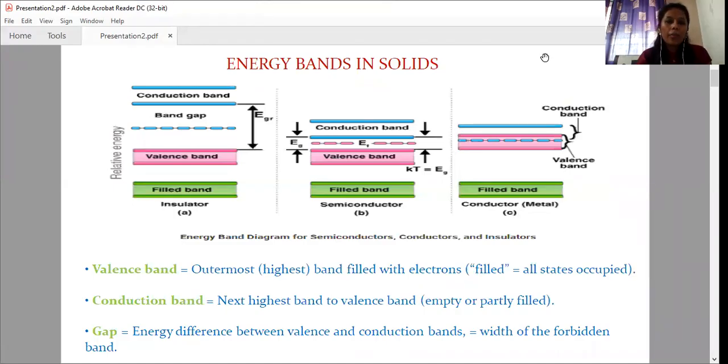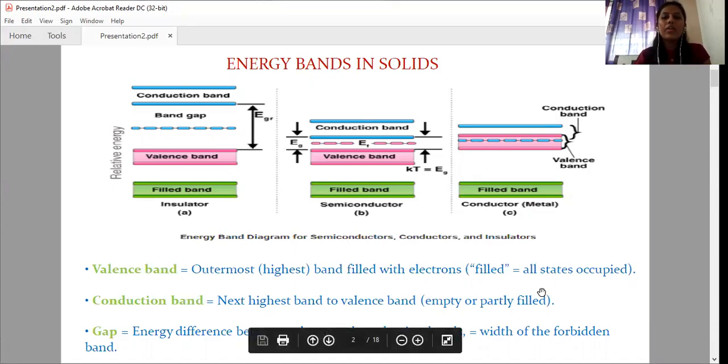Going further into that topic, we have to know what is meant by a valence band and a conduction band. The valence band is the band of the outermost valence shell. The outermost band filled with electrons is called the valence band. And the conduction band is the next highest band after the valence band. Here it may be partially empty or fully filled with electrons.